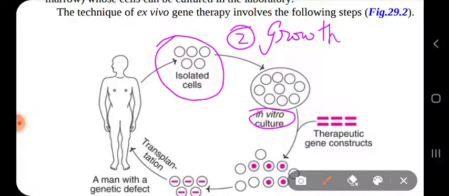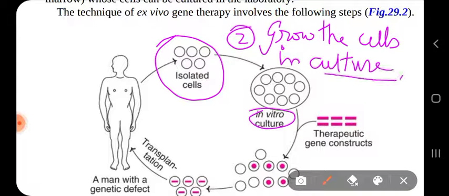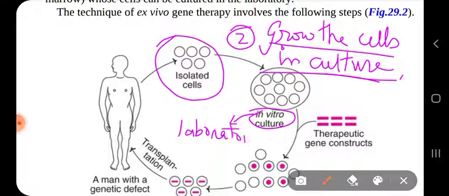Grow the cells in culture. So the next step is to grow the cells in culture, obviously in vitro. In vitro means within the lab, in the laboratory. Now how you will culture the cells, you all know.